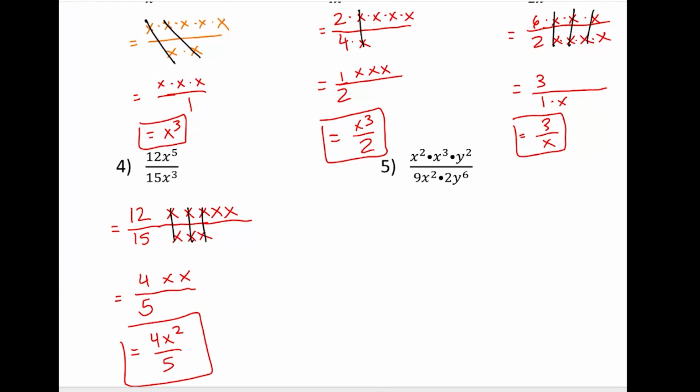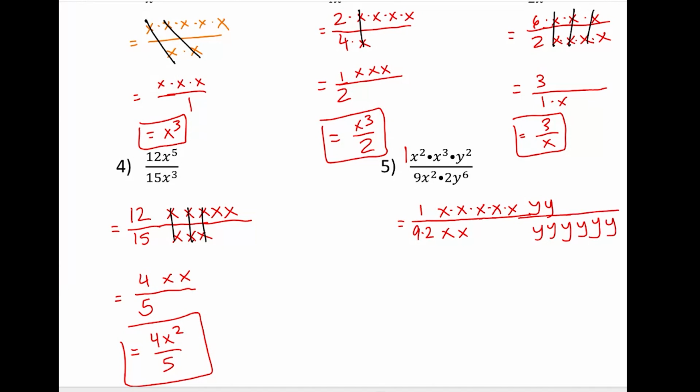On number 5, we've got a bunch of stuff happening. So we're definitely going to want to regroup this. And when we expand, we want to bring all the coefficients out to the front, especially looking at that denominator. So our coefficient in the numerator is just 1. Coefficient in the denominator is 9 times 2. I'll just leave it as 9 times 2 for now. But then let's expand out all the variables. We've got x times x, and we got 3 more x's, and then 2 y's. In the denominator, we have 2 x's, and we've got 6 y's.